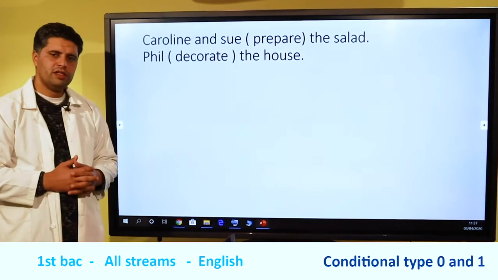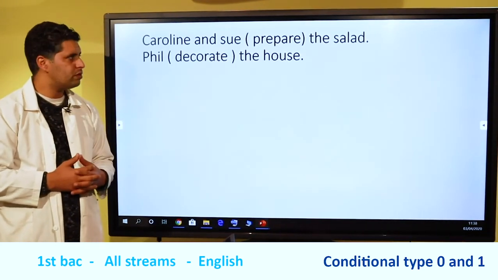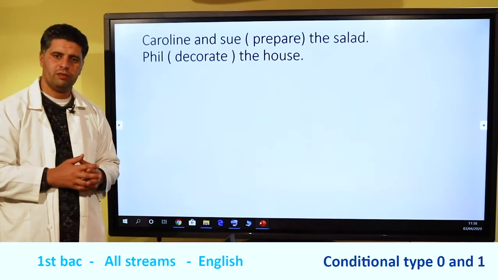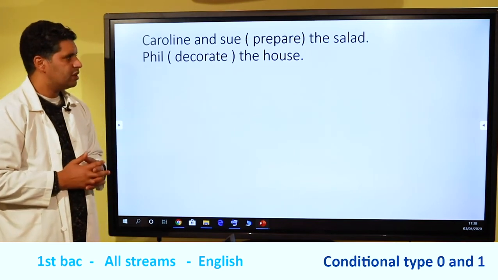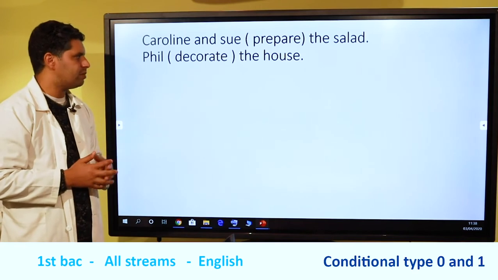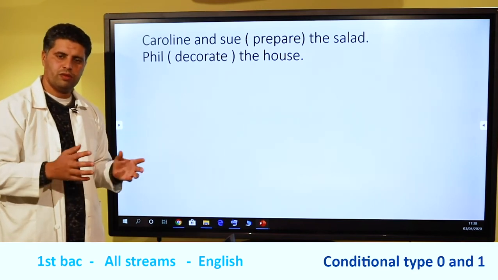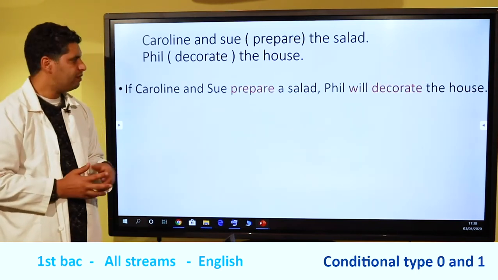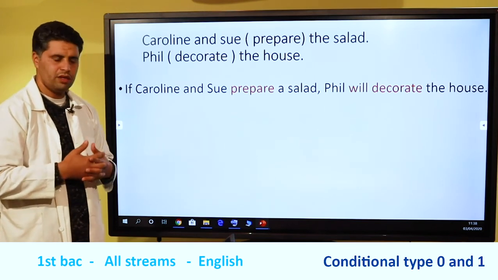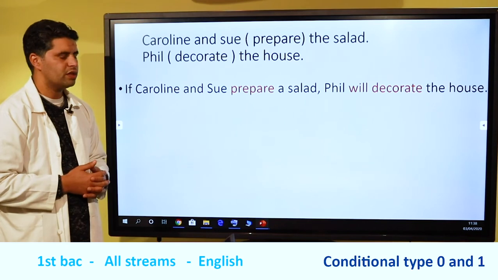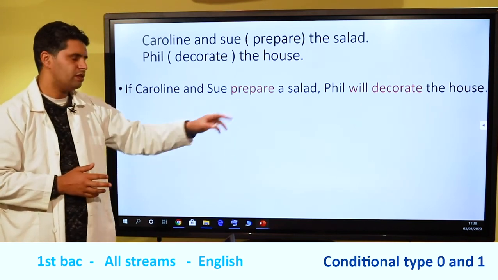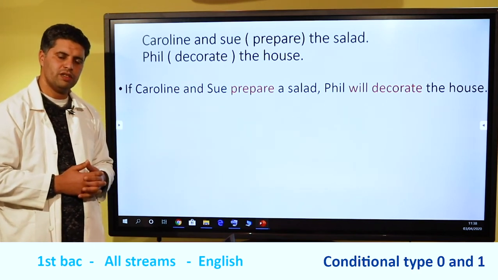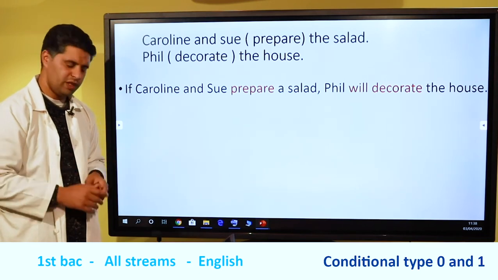Okay. So as you can see in this statement, we have Caroline and Sue prepared the salad. Phil decorate the house. So here we have two parts. The first part shows the cause, and the second part shows the result. If you want to use conditional type 1, what will you say? The answer is, if Caroline and Sue prepare a salad, Phil will decorate the house. As you can see, we have used the present simple with the if clause, and the future simple with the second clause, which shows the effect.